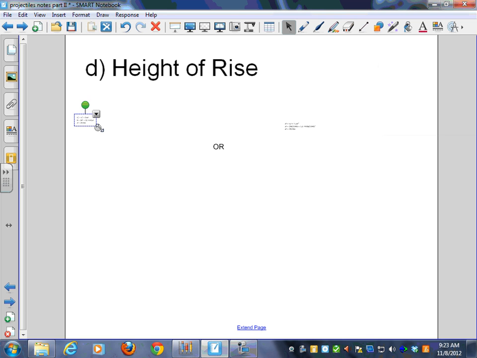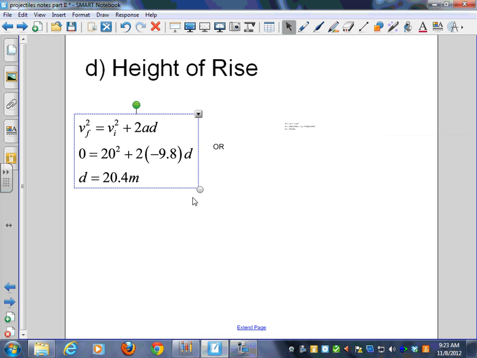So I can either go VF squared equals VI squared plus 2AD. You'll notice that I've got a 0 in here for my final velocity. How come? Because the final velocity at the peak, at the top, is 0. That's how we know it's at its maximum height. So that's 0, the initial is 20, plus 2 times minus 9.8 times d, and you get 20.4. You should get a positive 20.4 because that displacement is up. That's one way to do it.